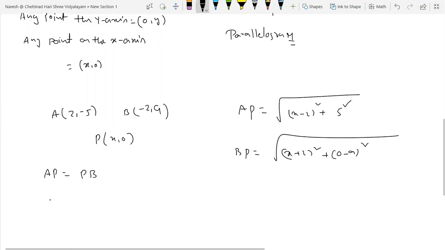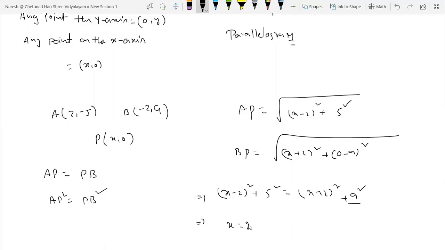If AP is equal to PB, taking the square on both sides, AP square is equal to PB square. So (x minus 2) whole square plus 5 square is equal to (x plus 2) whole square plus 9 square. Solve this expression and find the x value. Once you get the x value, substitute it to get the point you assumed.